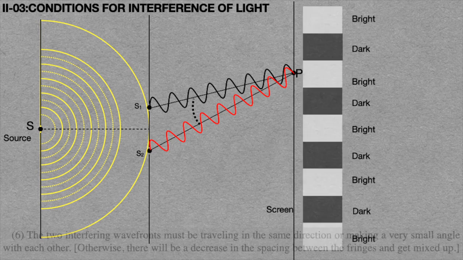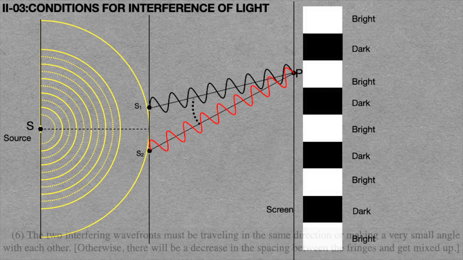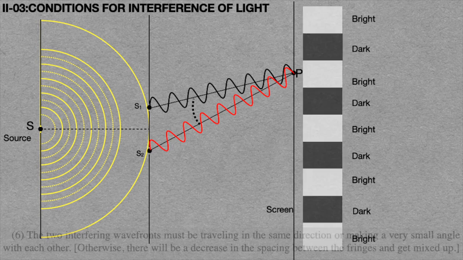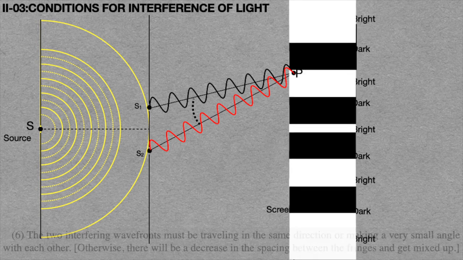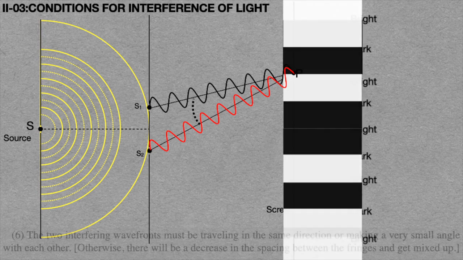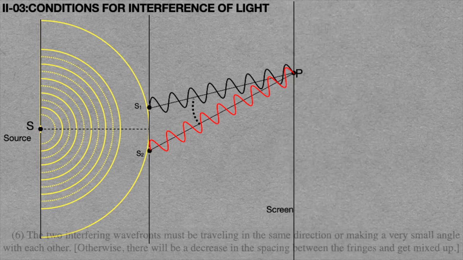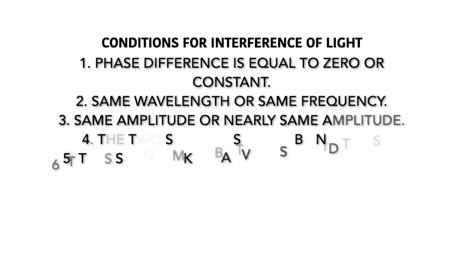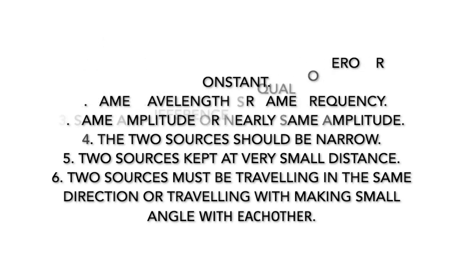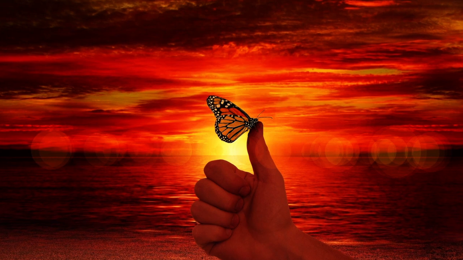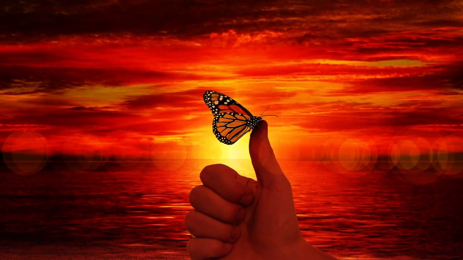In case the two sources are not traveling in the same direction or making a very small angle with each other, then there will be a decrease in spacing between the fringes and they get mixed up. Hence, if the two sources satisfy this sixth condition, then only a stable interference pattern is formed on the screen. So, this is our topic.